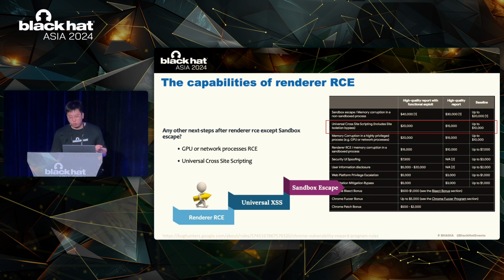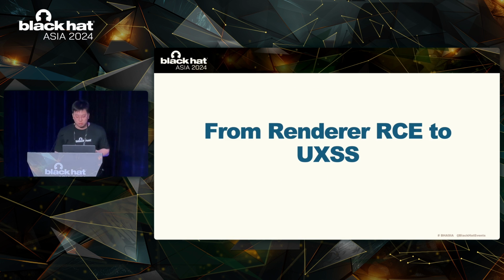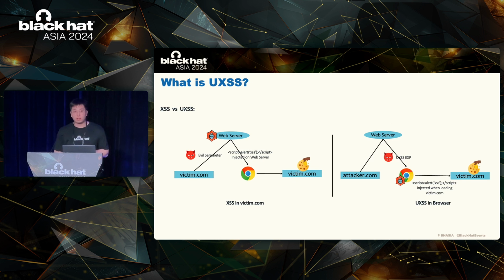First is GPU or network process RCE, which are processes with medium permissions. But those process RCEs also require a privilege escalation bug. So can we try universal cross-site scripting first? So let's come to part 2 with this problem. I think everyone here may be very familiar with cross-site scripting, also known as XSS. But what is universal XSS?